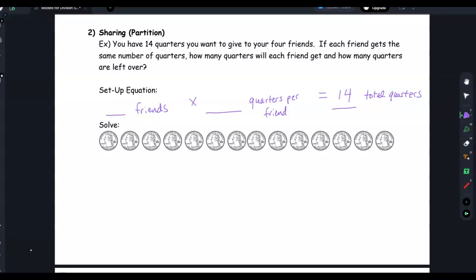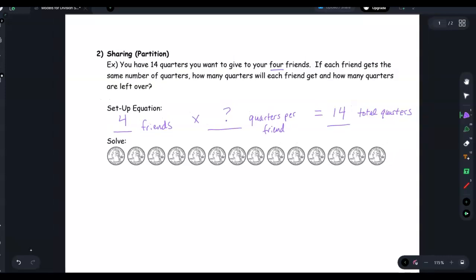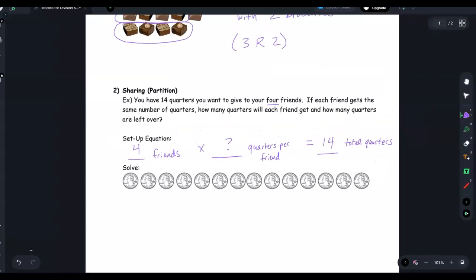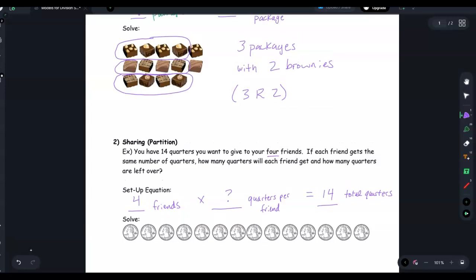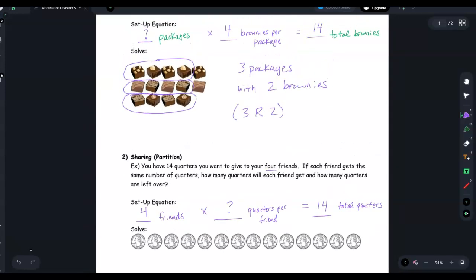And then it says if each friend gets the same number of quarters, how many quarters will each friend get and how many quarters are left over? It mentions here that you have 4 friends. So 4 friends, and we're trying to find how many quarters they each get, or how many quarters per friend. So if you struggle with deciding between whether a story problem is equal grouping or a sharing partition problem, one way you can tell is every single time on your grouping problem, the number of groups will be unknown, right? On your sharing or partitioning problem, the objects per group is what will be unknown, right?